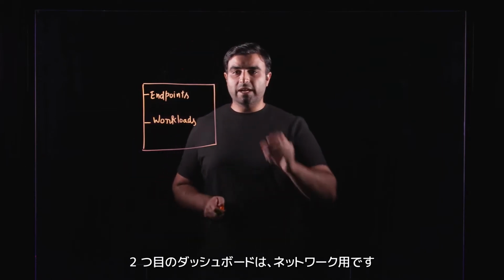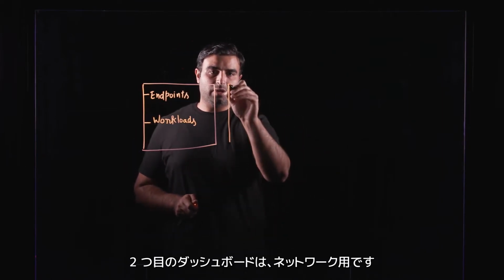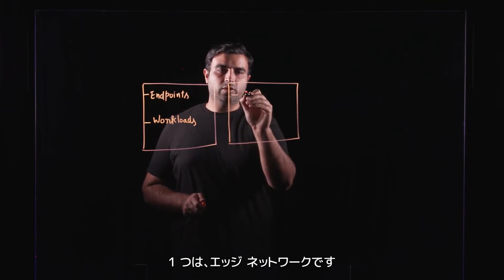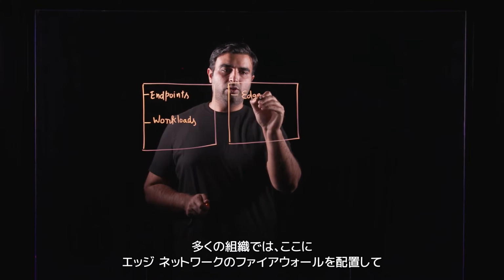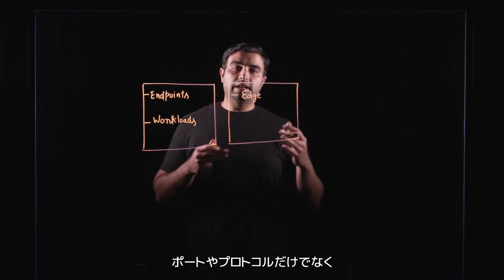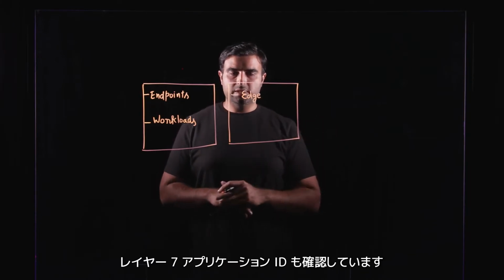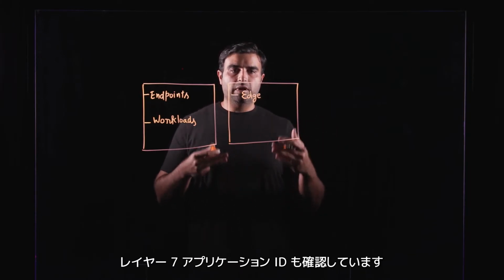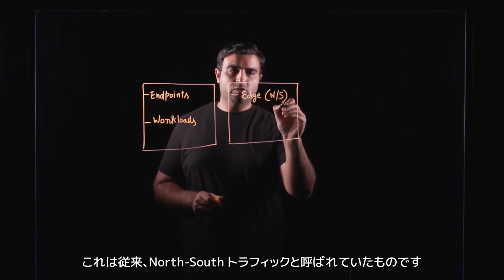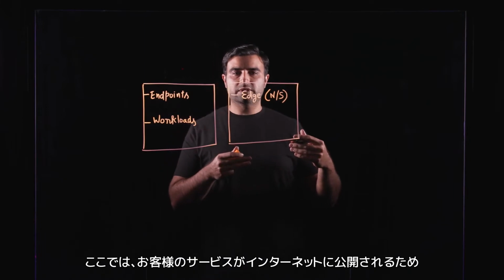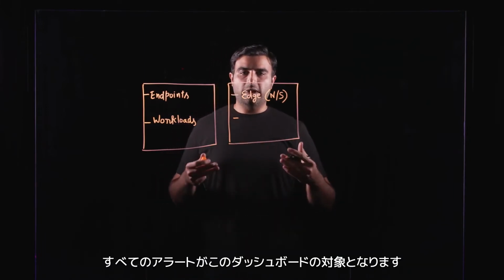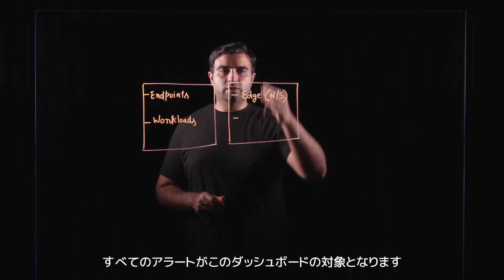The second dashboard that we have seen is focused on networks. Now, networks can be split into two parts. One could be your edge network. That's where you have your edge network firewall. You might be inspecting all layer 7 application identification as well, so you're not just relying on the port and protocols. That's what we have traditionally called north-south traffic. That's where you are exposing your services to the internet. So all the alerts related to web application firewall and load balancer are considered for this dashboard.